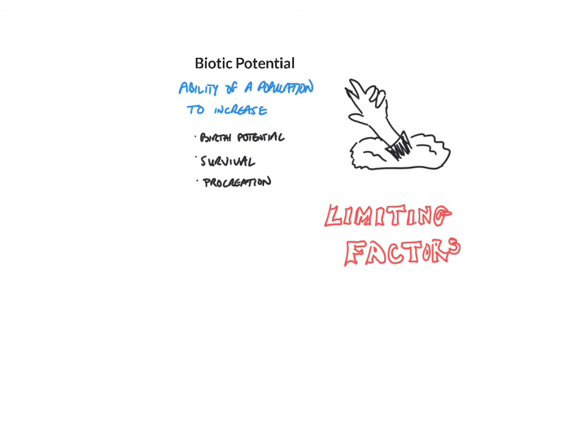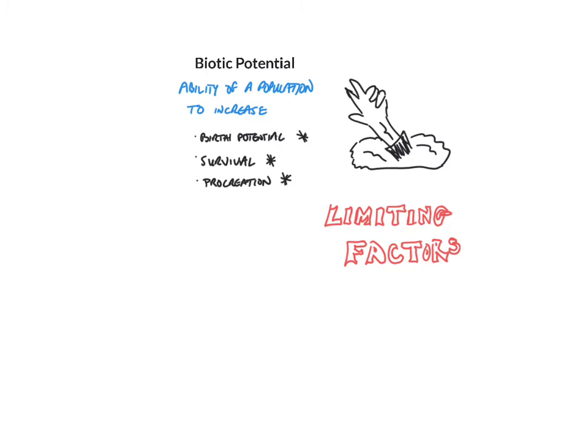Another thing that we should really talk about here is this notion of a biotic potential. Every species has a biotic potential, and it's the ability of a population to increase. And there's a couple of factors that would influence that. There's the birth potential of the species. There is the survival instincts of the species, how well they do in surviving. And there is the procreation. So, how many births are likely from this species.